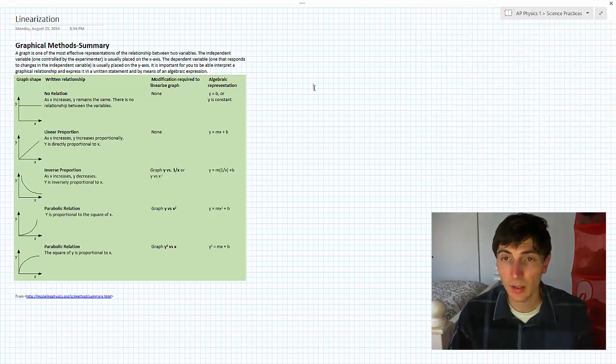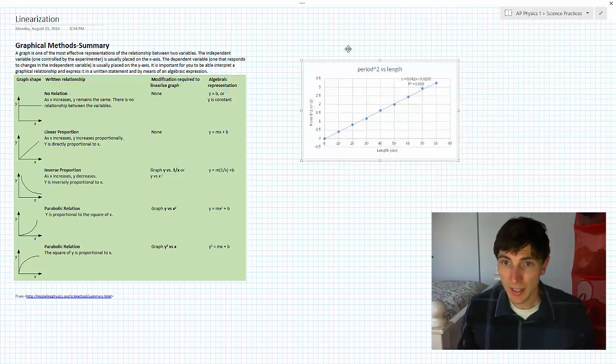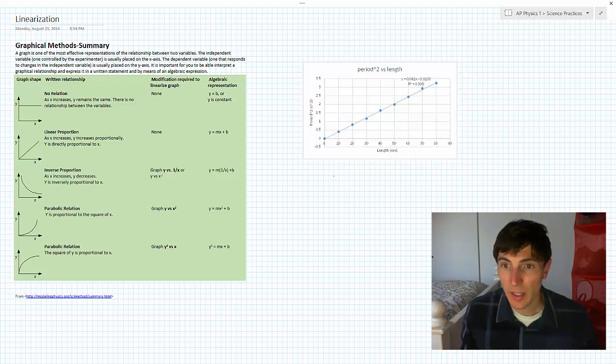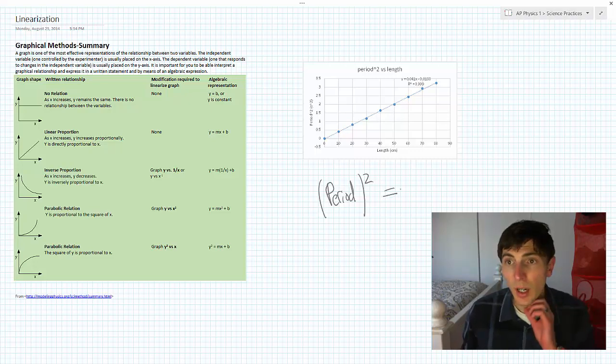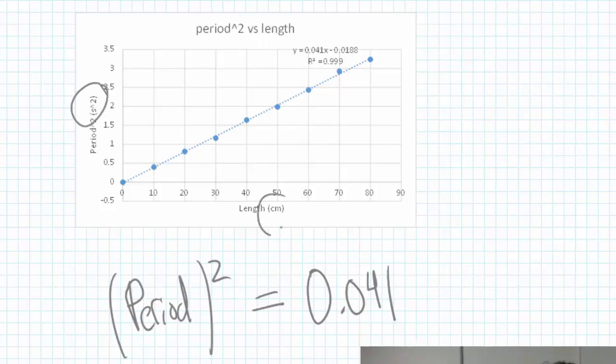I'm going to paste this over here. Alright, let's come up with an equation. What did y stand for in this graph? After my linearization, my y stood for period squared. So I'm going to put that on here, is equal to my slope, 0.041. Because it was a straight line, I can use rise over run. The units attached to that slope are seconds squared as my rise, and centimeters as my run.